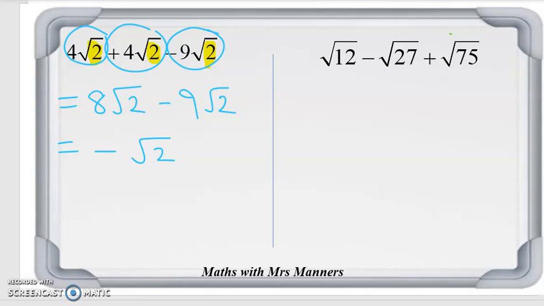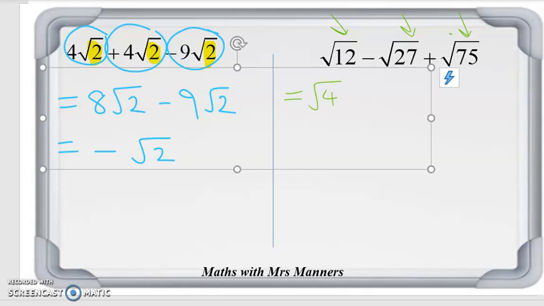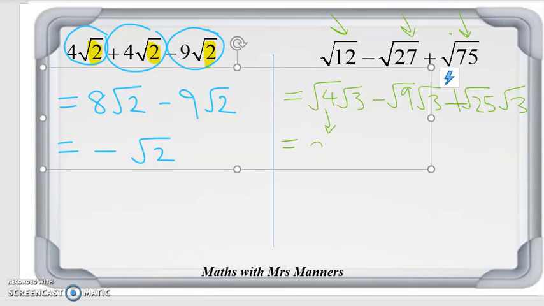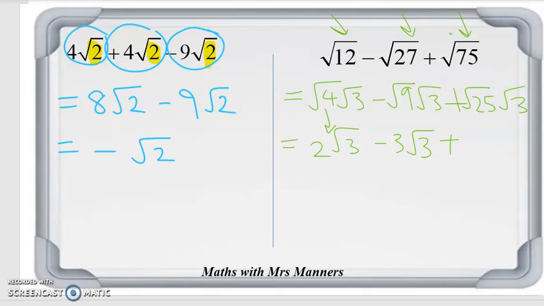Harder questions will require you to reduce each surd and then work out if you have any like surds. I don't know if I have like surds until the surds are fully reduced. So here I'm going to change root 12 into root 4 times root 3. I'm going to change root 27 into root 9 times root 3, and root 75 into root 25 times root 3, and then I'm going to start reducing. The root 4 turns into 2, so we get 2 root 3. The root 9 changes to 3, so I get 3 root 3, and the root 25 becomes 5 root 3.